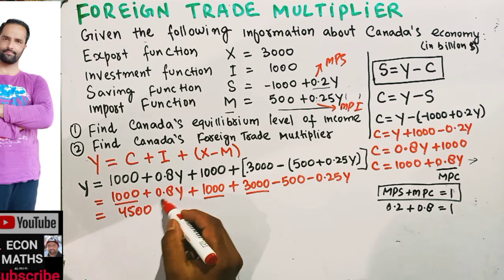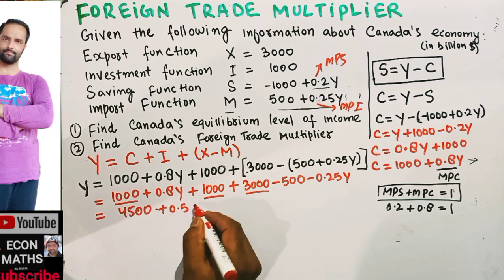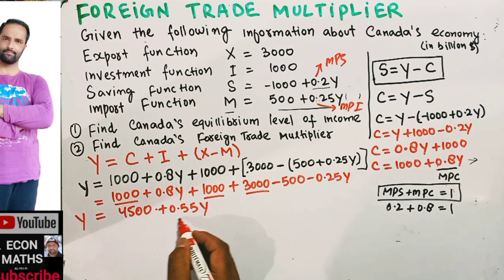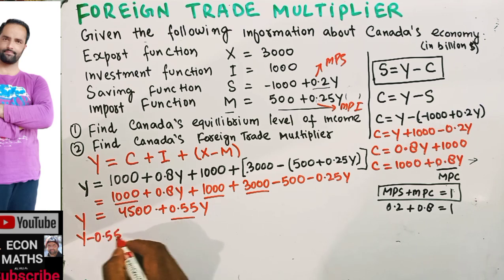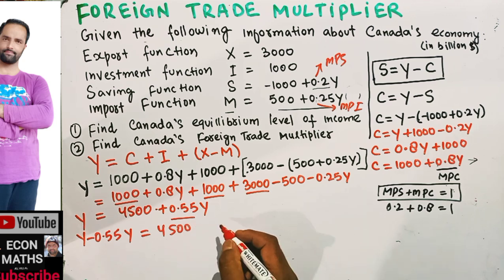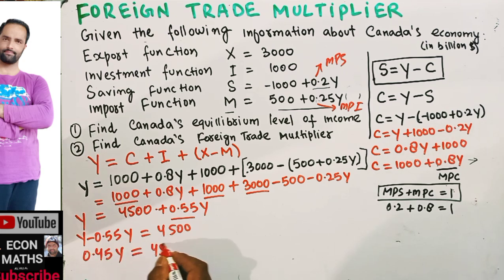So when I subtract these two terms, I will get plus 0.55y. Okay, this is our y equal to. Now transposing this 0.55y, it will become y minus 0.55y should be equal to 4500. So solving further, if I subtract 0.55y from y, I will be left with 0.45y should be equal to 4500.